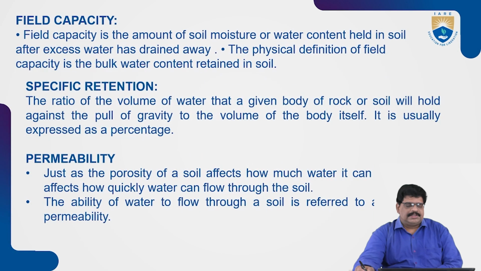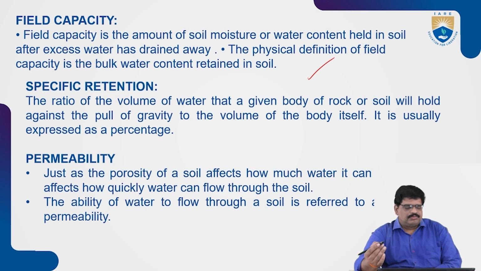Next, field capacity. What is meant by field capacity? Field capacity is nothing but the amount of water that can be contained in the soil after the excess water has drained. It is the physical definition of the bulk water content retained in the soil. Next, specific retention. What is meant by specific retention? It is the ratio of the volume of water retained in the body of soil to the volume of the body itself. It is usually expressed as a percentage.